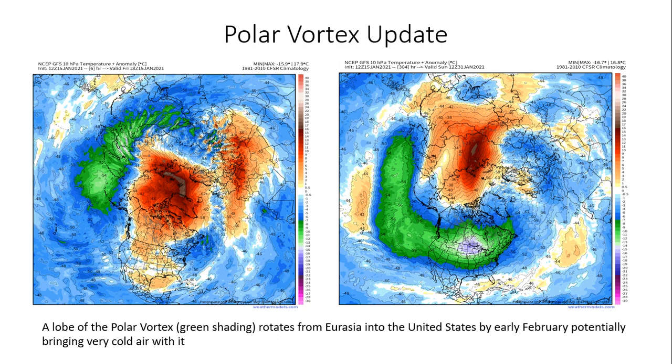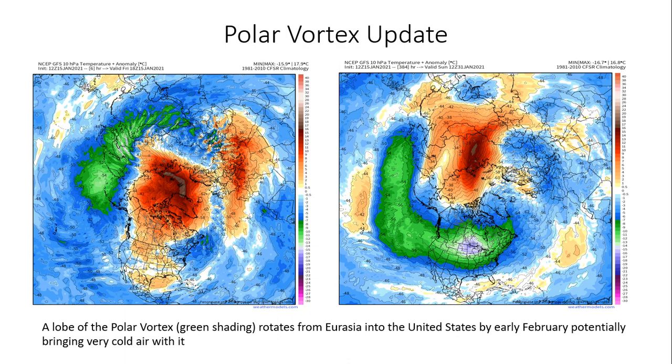I've been paying attention to the GFS, the Jeffs, as well as the European model on where this green color goes. Now, the purple shading on the image on the right is even colder temperatures or departures from normal. Okay, so what do we have? What are we observing here? We're observing a lobe of the polar vortex, that green shading. And that's rotating basically from Eurasia into the United States by early February.